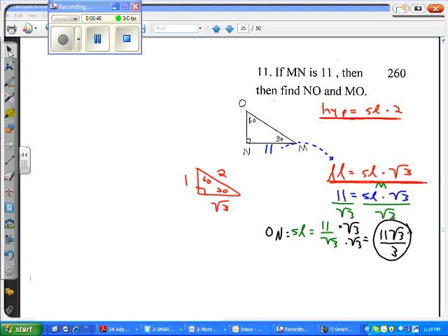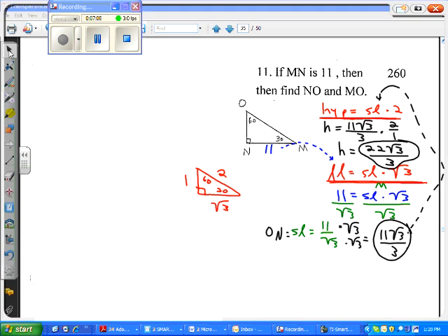Now that we have short leg, we could plug that into the hypotenuse short leg formula, and so we would get hypotenuse equals short leg 11 square root 3 over 3 times 2, understood to be over 1, and we would get that the hypotenuse is 22 square root 3 over 3. And the hypotenuse was OM. So there's the formula approach.